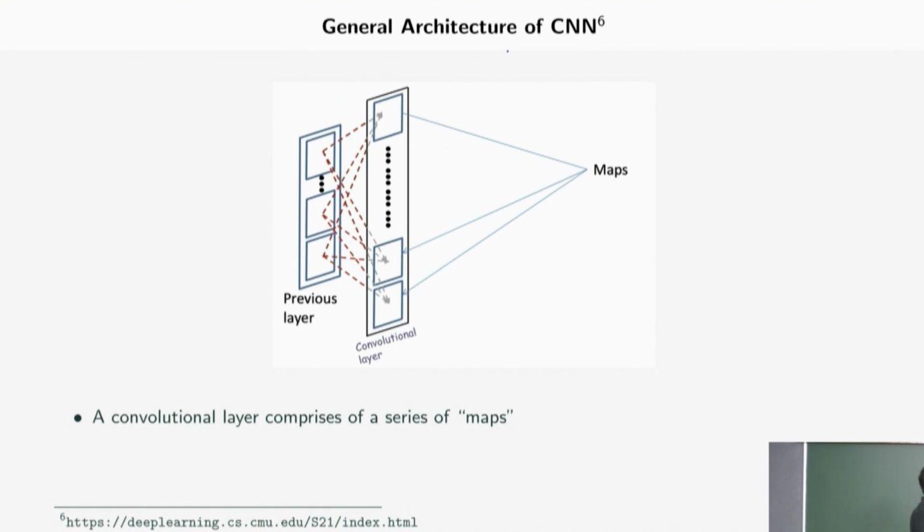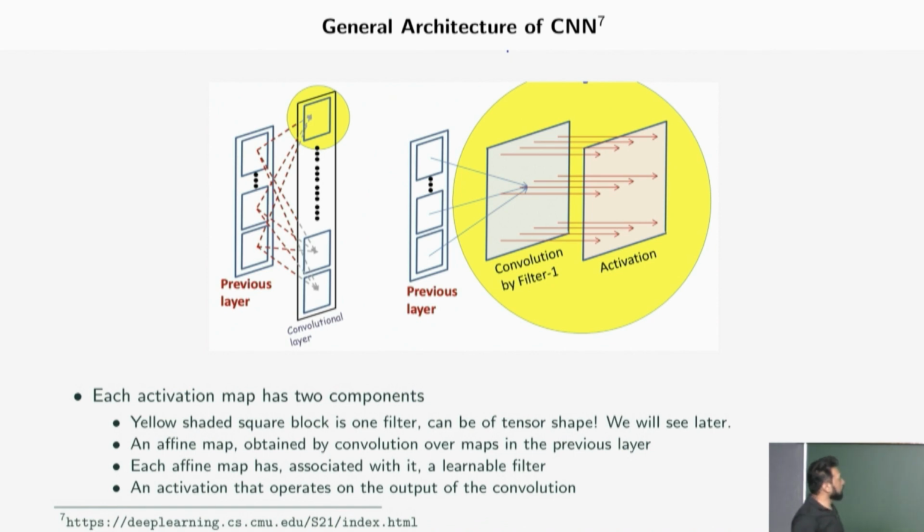The convolution layer acts on the previous layer and produces some maps. Maps are basically outputs after applying these filters on the previous layer. Okay, so this is what is happening. A convolution layer has multiple filters, and the first one will act on these and produce some output, and obviously activation also happens.